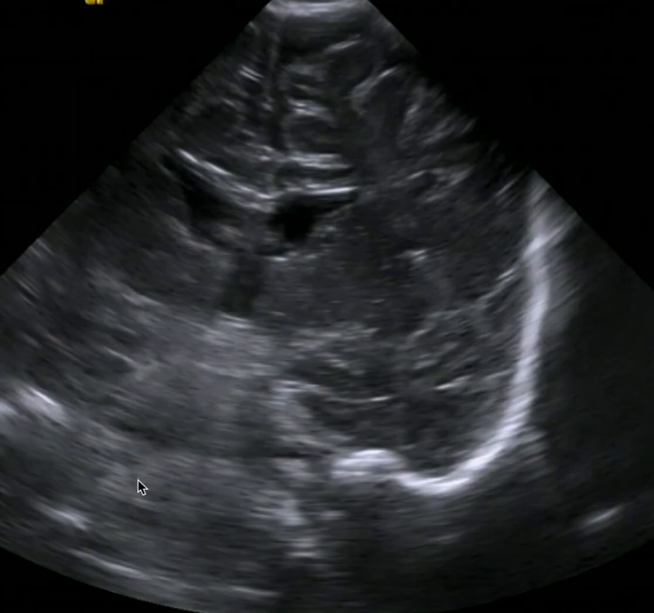Down here we're beginning to see our posterior fossa, and now we're approaching a coronal oblique plane as I continue to rock posteriorly. Here I'll point out the corpus callosum as the hypoechoic structure here between the hyperechoic bands above and below itself.